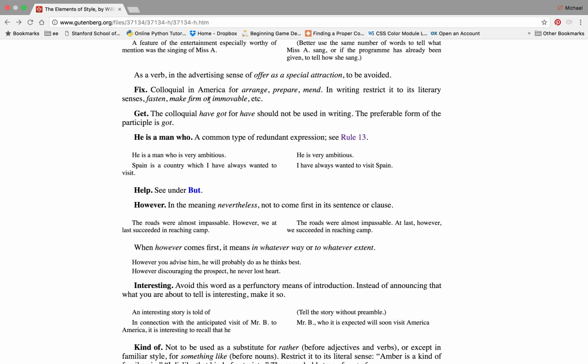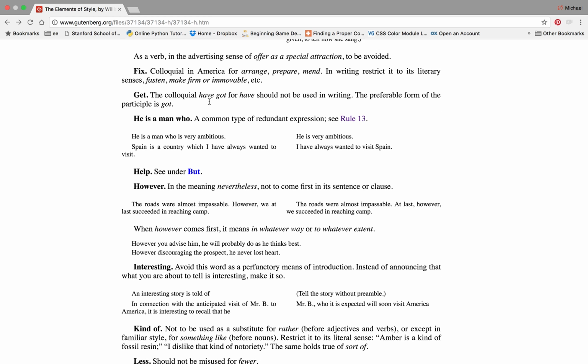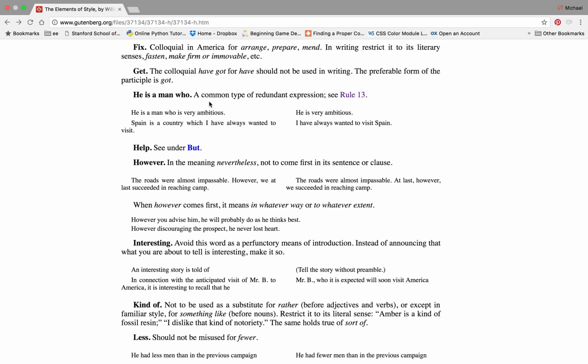As a verb, in the advertising sense of offer as a special attraction, to be avoided. Okay, so now F. We'll do F and G. Fix: colloquial in America. Colloquial meaning sort of pedestrian. If you're going to be sort of judgmental, pedestrian means something normal people would say. But colloquial just generally means everyday speech. It's not a negative word, whereas pedestrian has more of a negative connotation. At least that's how I learned it and how I perceived it when hearing these different words over the years.